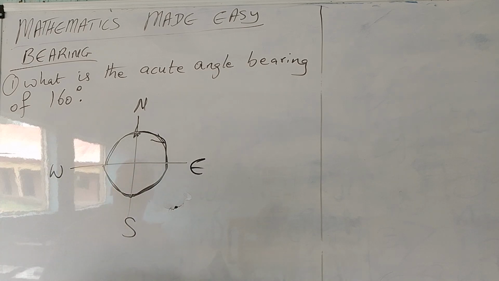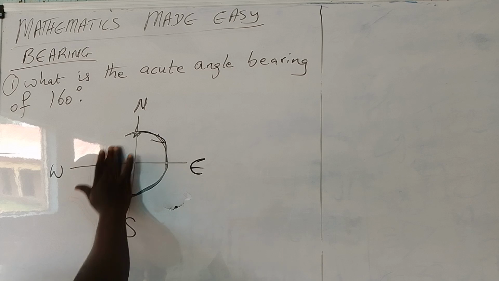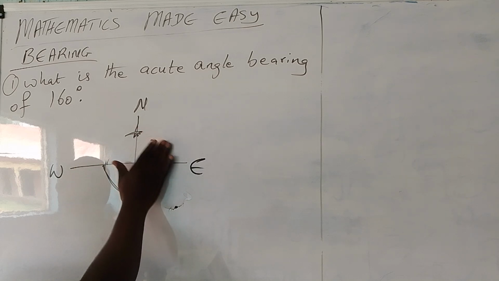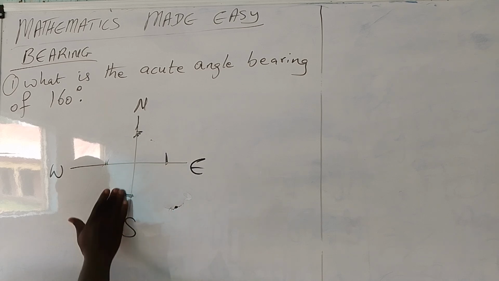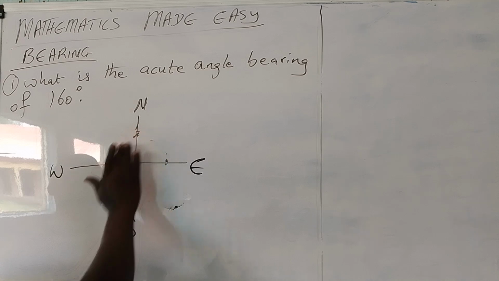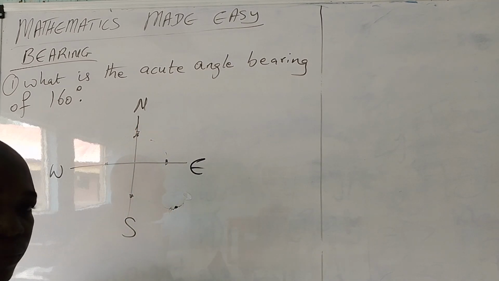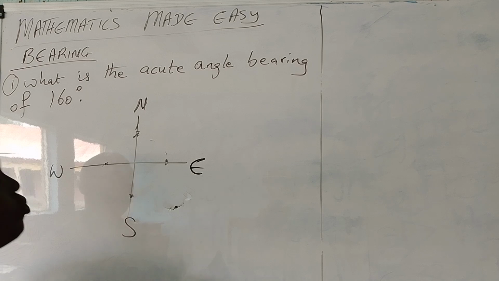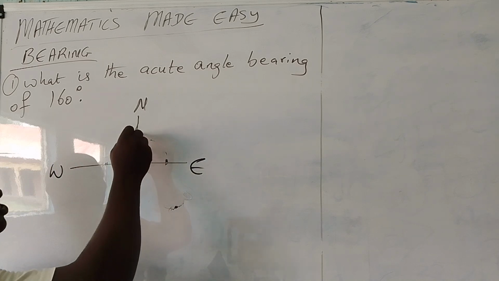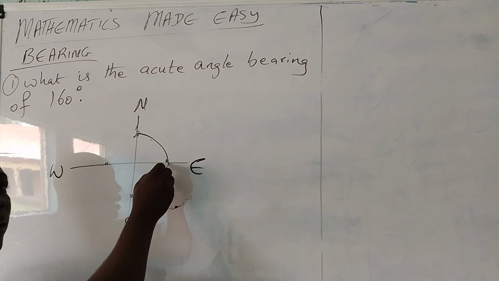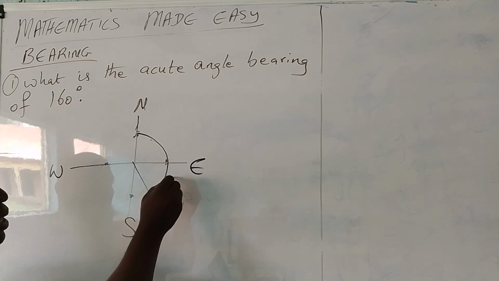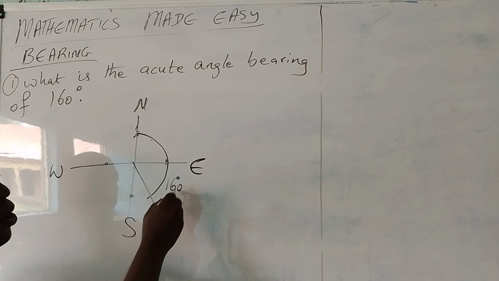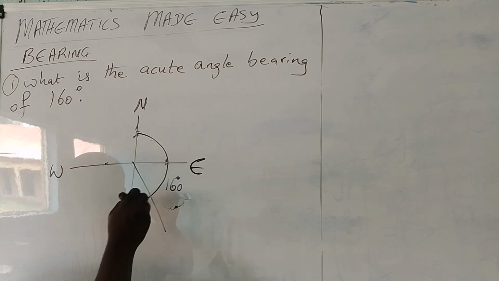So in this case now, they are asking us what is the acute angle bearing of 160. First of all, they have given us the values in normal compass bearing. And in normal compass bearing, we know that it starts from the north, 0, and this is 90 degrees. And 160 degrees should be somewhere here.